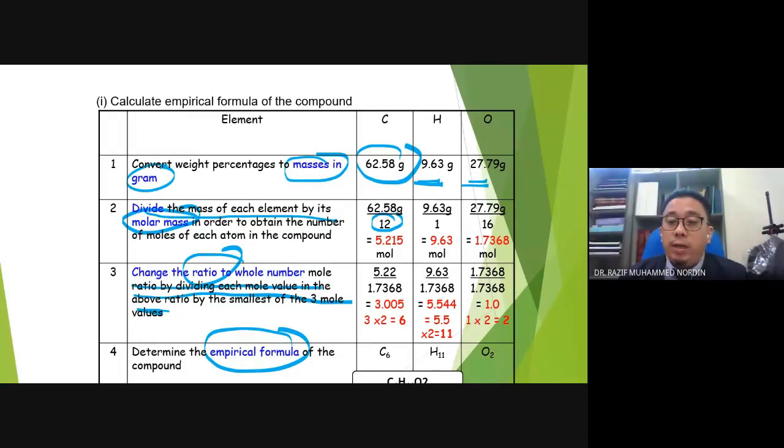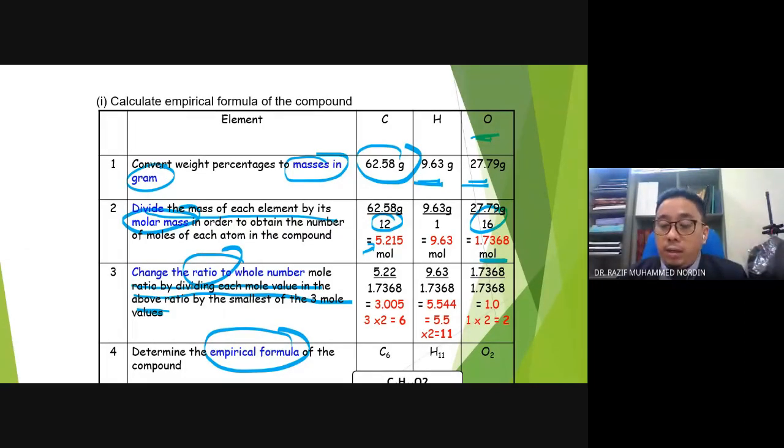So, when you divide 62 by that 12, you will get 5.215. And then for hydrogen, the relative atomic mass is just 1, 9.63, and the mole is, yes, the mole. And for oxygen, 16, 27.79, divided, you will get 1.7368 mole.